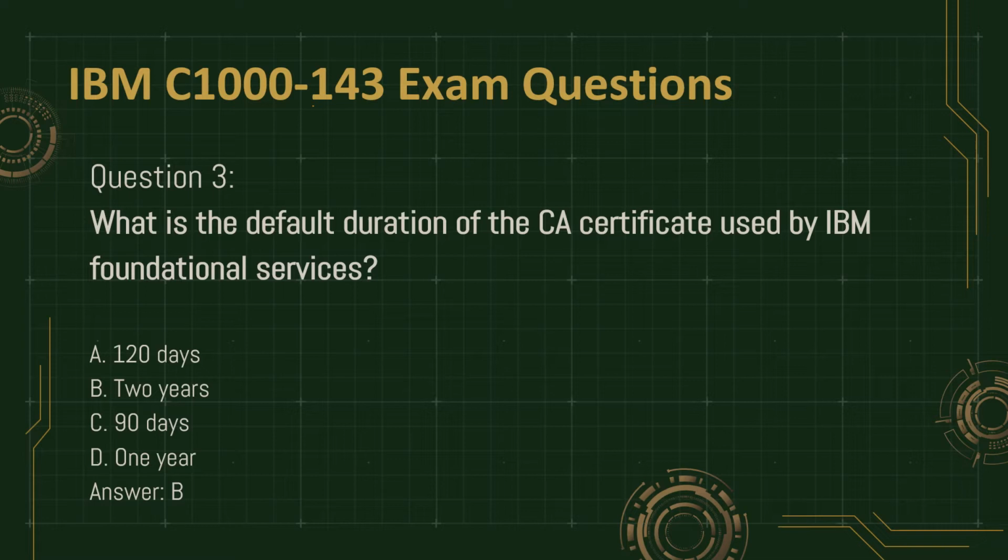Question 3. What is the default duration of the CA certificate used by IBM Foundational Services? A. 120 days. B. 2 years. C. 90 days. D. 1 year. Answer: B.